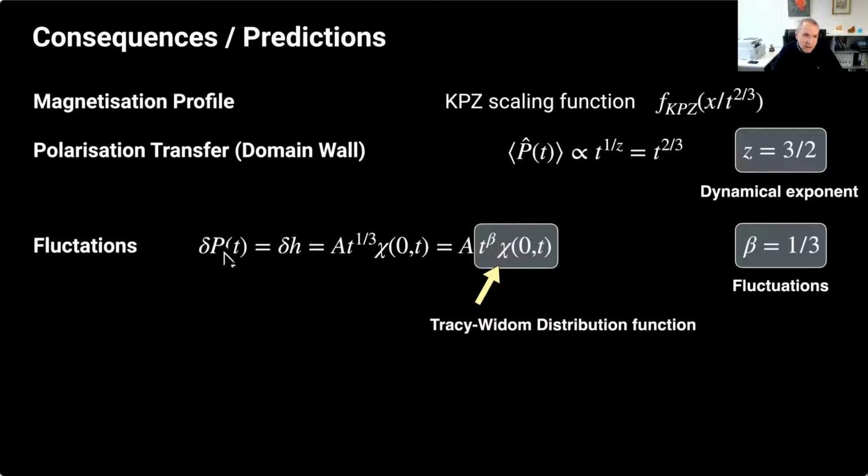And the fluctuations of the polarization transfer should correspond to the fluctuations of the height field. And remember, the fluctuations of the height field were given by this Tracy-Widom distribution, scaling like t to the 1/3. So we should see characteristics of both of that also in the fluctuations of the polarization transfer in the system.